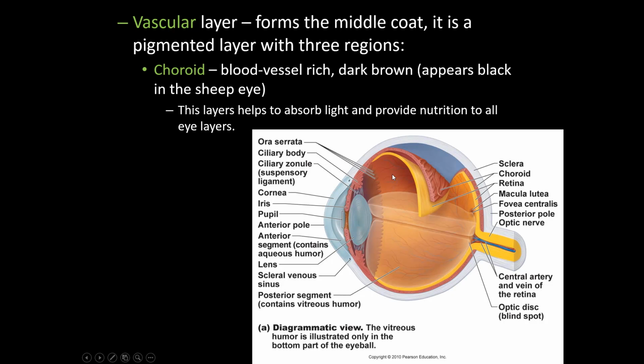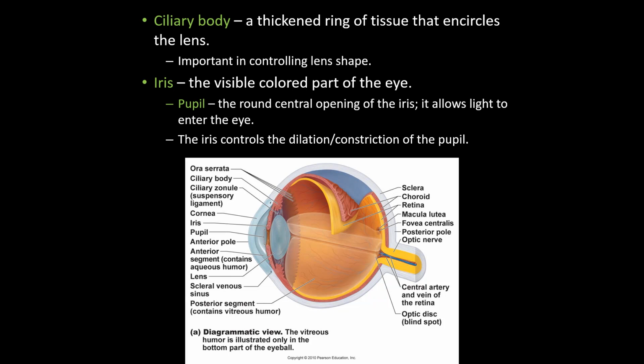The choroid, its job is to be an especially dark layer to absorb light so it doesn't bounce around inside the eye and make your vision fuzzy. The ciliary body, I already mentioned, it controls the size and shape of the lens, so it helps you focus light because it controls the lens.